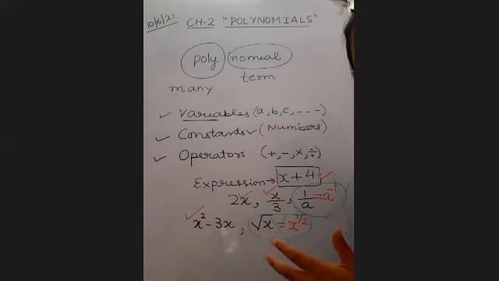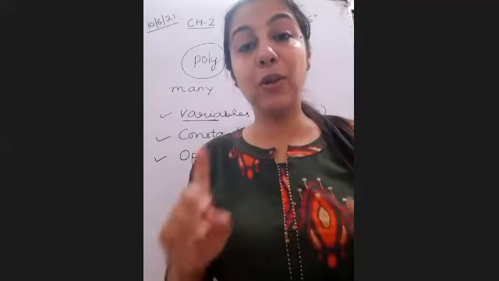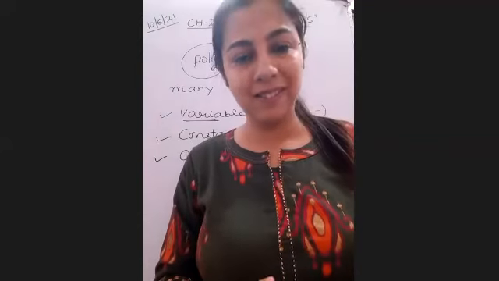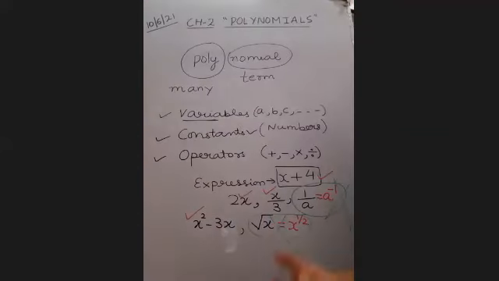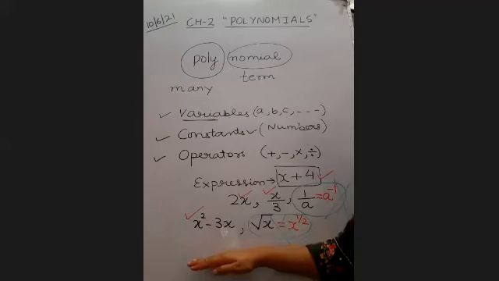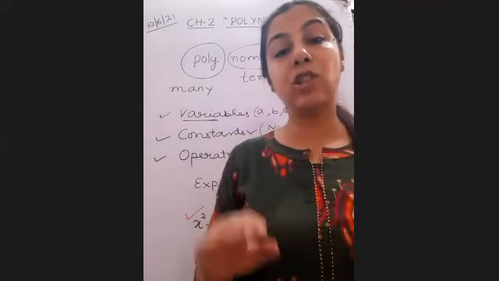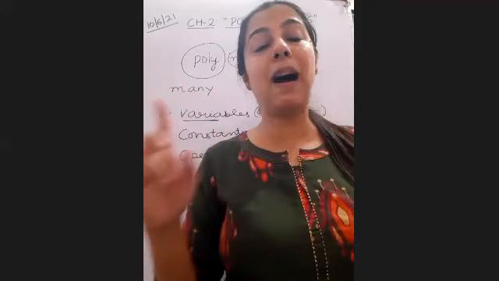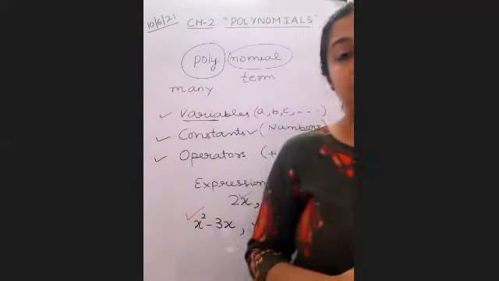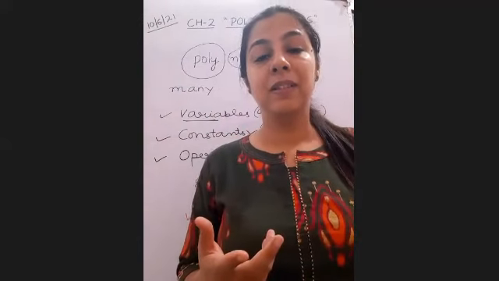Are you with me, children? Are you getting my point? All are emojis, but all emojis are not your favorite. So likewise, all these are expressions, but all these expressions are not polynomials. So are you clear with the definition of a polynomial? Polynomial is an algebraic expression in which the power of variable is a whole number.